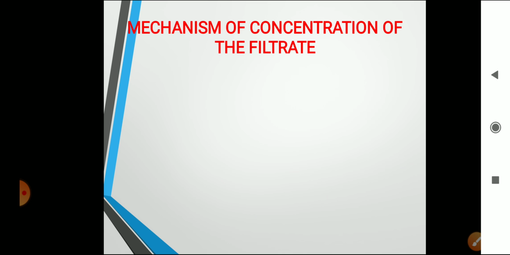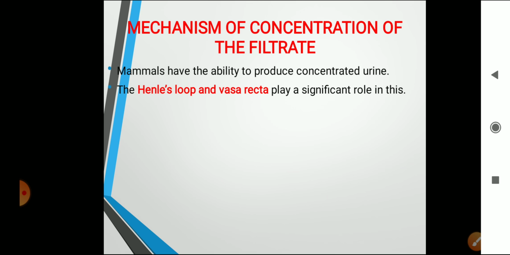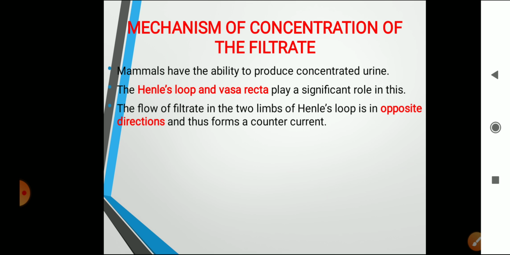Now the mechanism of concentration of the filtrate. Mammals have the ability to produce concentrated urine. The Henle's loop and vasa recta play a significant role in this. The flow of filtrate in the two limbs of the Henle's loop is in opposite directions and thus forms a counter current. Hope you understood what that is.